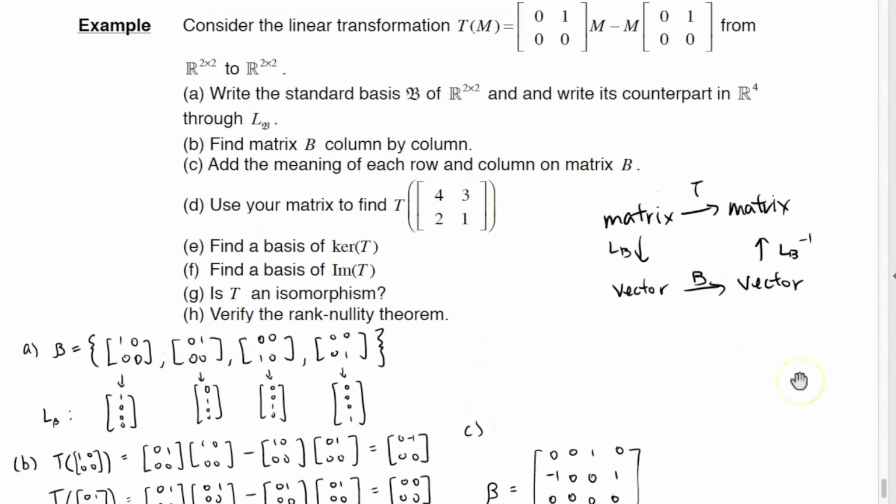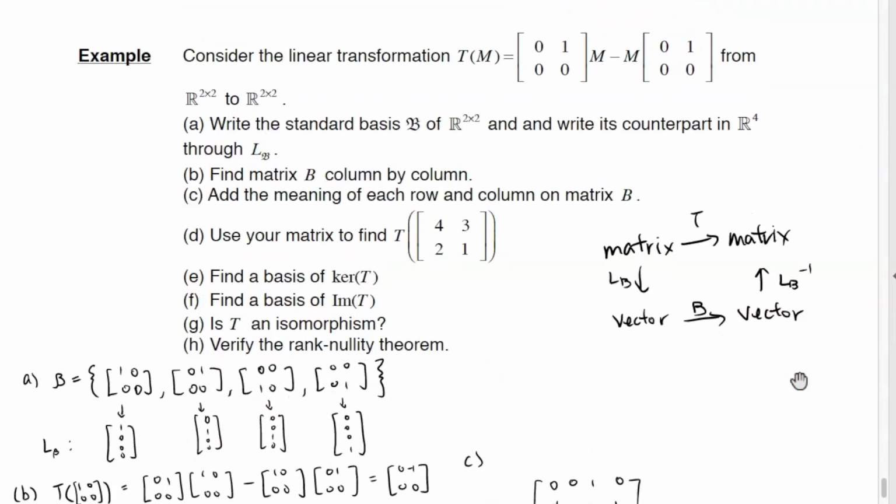Okay, similar example, A, B, C, D, E, F, G, H, exactly the same steps. Consider the linear transformation that takes a matrix and outputs another matrix, 2 by 2 matrices. This is how we write the space of 2 by 2 matrices. So here, there's something that's not necessarily obvious.